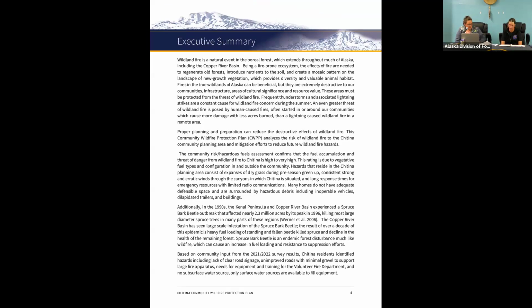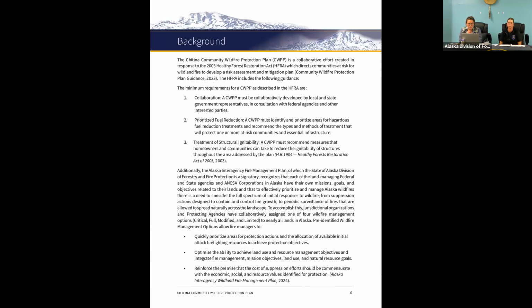So the executive summary, it's a justification and an overview for the CWPP for the community of Chitina. Then we get into the background, and the background provides information related to the overall goal of wildland fire protection and land management by both state and federal agencies. It references acts as well as land management policy and justification for funding.